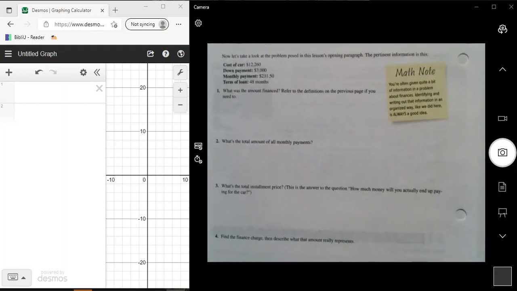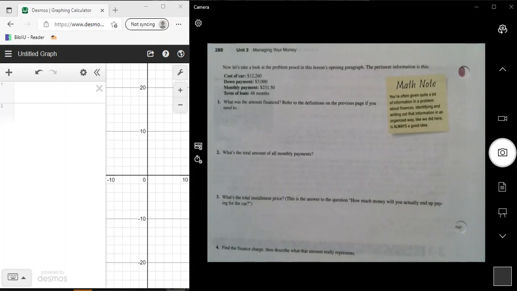Okay, now we go here to the top of page 288. It says, now let's take a look at the problem posed in this lesson's opening paragraph. The pertinent information is this: the cost of the car, the down payment, the monthly payment, and the term of the loan. What was the amount financed? Refer to the definition on the previous page if you need to.